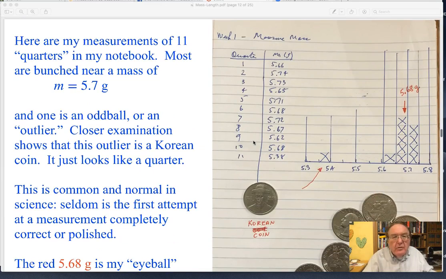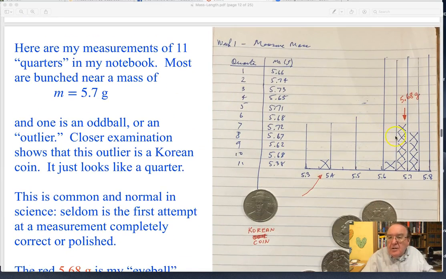I made measurements of 11, and there's a cluster here of masses around 5.7 grams. And so with my eyeball, I estimated where the average of this cluster is, about 5.68 grams. So I think a quarter weighs about 5.68 grams. Now, however, one of them I measured, number 11 actually, is 5.38, which you can see is plotted here. And it's an oddball. It's a real outlier. It's absolutely not a part of this population that has a mean of 5.7 grams.